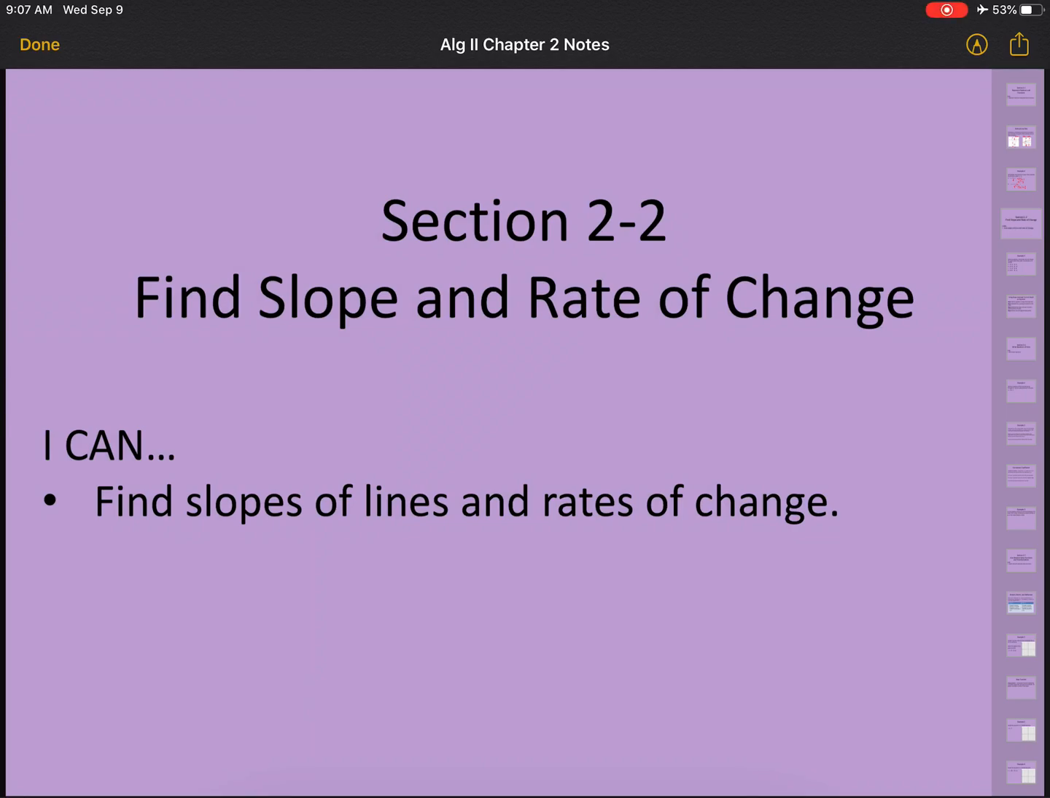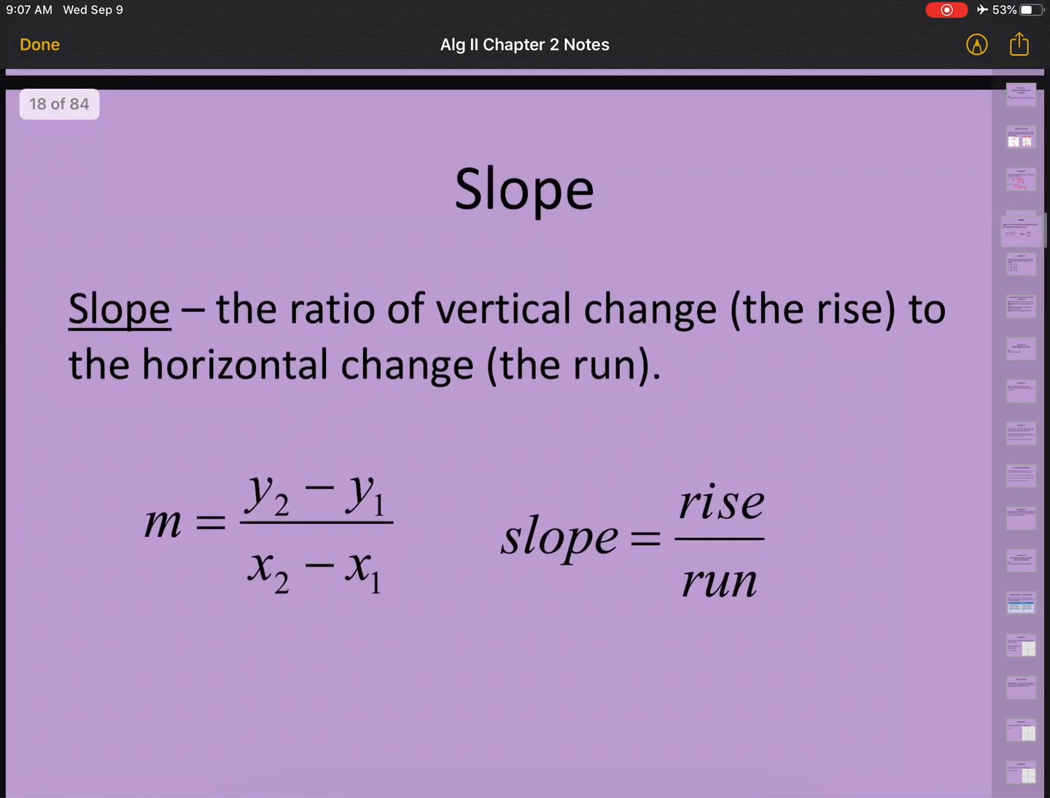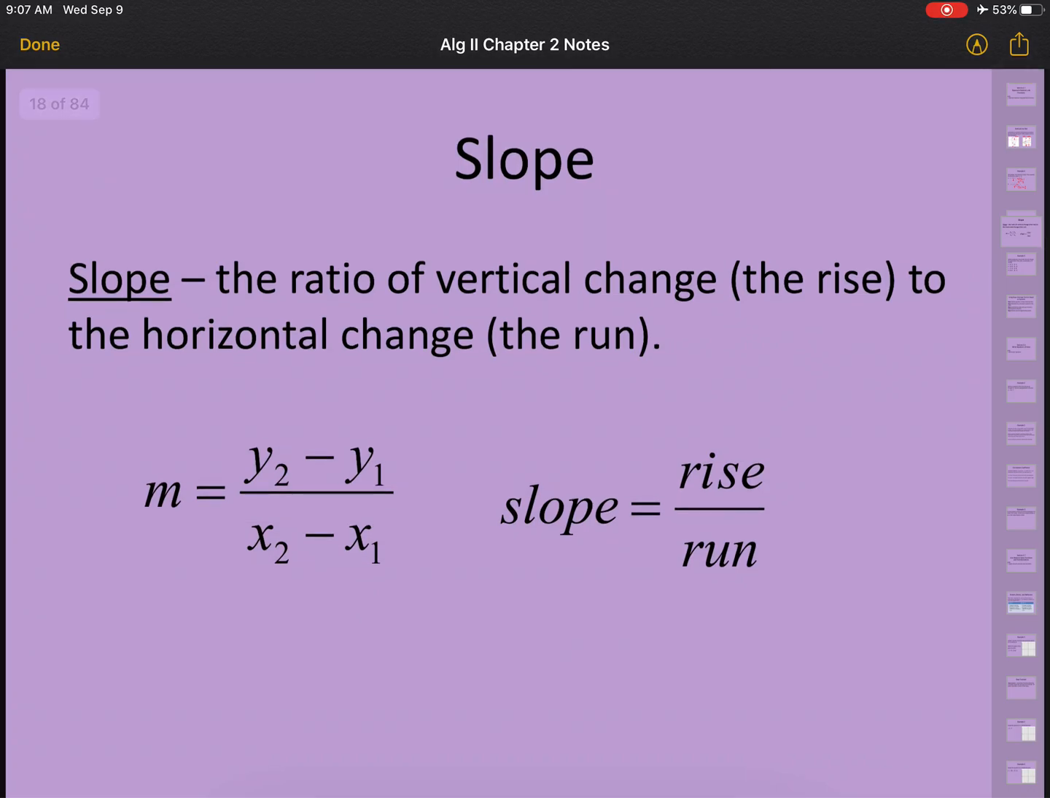Alright guys, this is section 2.2. Our goal here in this section is to be able to find slopes of lines and rates of change. So slope is the ratio of vertical change, or the rise, to the horizontal change, or the run. So you guys have heard before that the slope is rise over run. And a formula for this is m, or slope, is equal to y2 minus y1 over x2 minus x1.